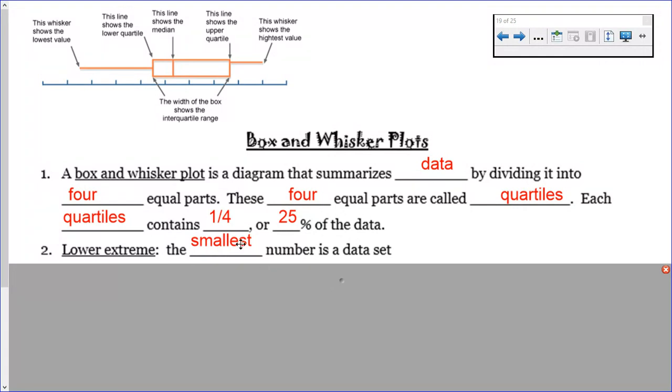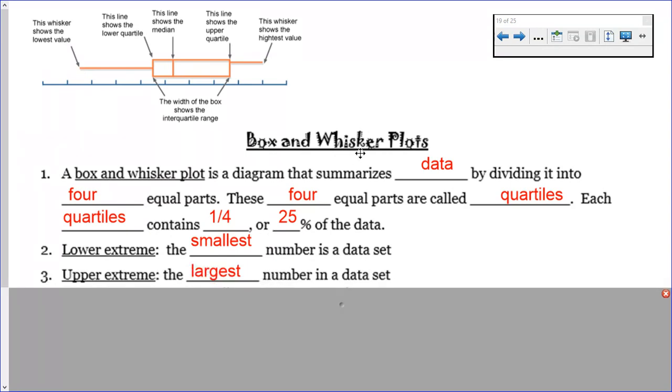Okay, the lower extreme is the smallest number in the data set, which is pretty much self-explanatory, so that would be the lowest number in the set. The upper extreme is the largest number in the set, so that would be this value here.